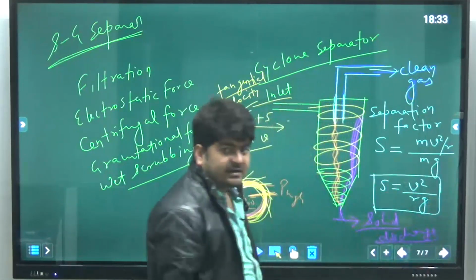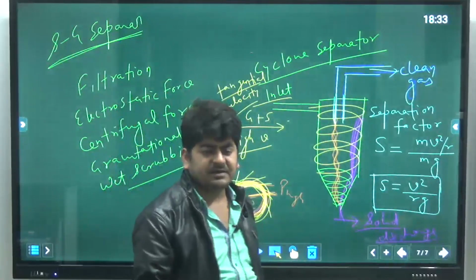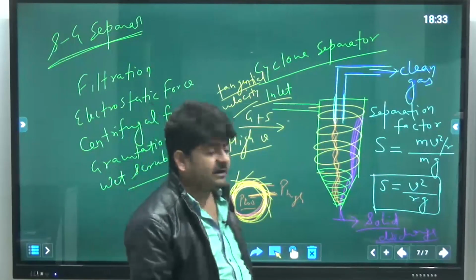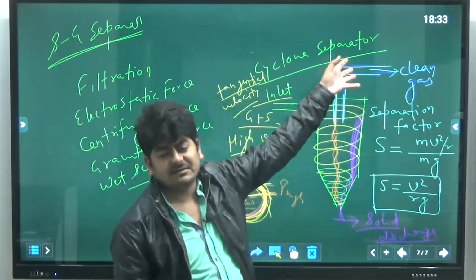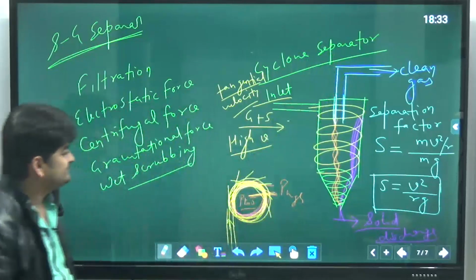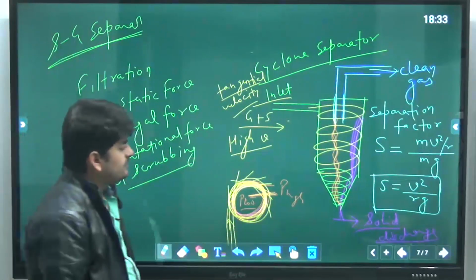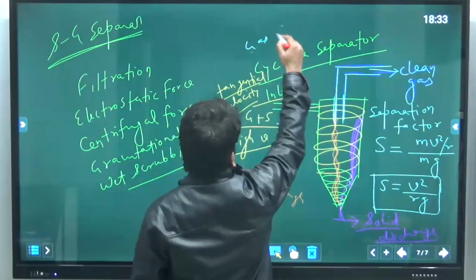Higher the separation factor, higher will be the separation. Lower the separation factor, lower will be the separation. And lower separation means we don't get the clean gas. Some solid particles will be there. Okay. So this is the cyclone separator, also known as cyclone and also known as gas cyclone.